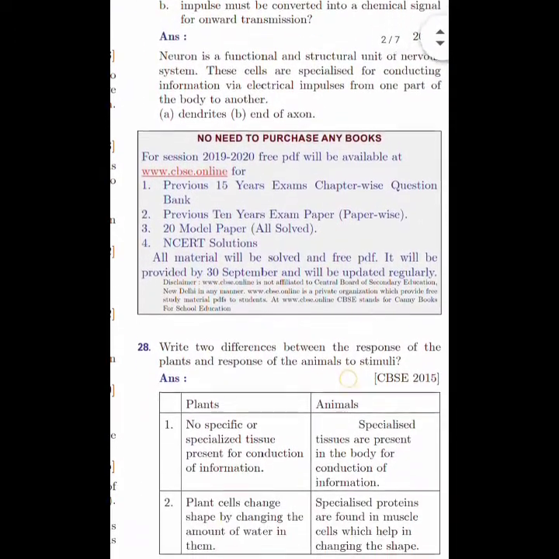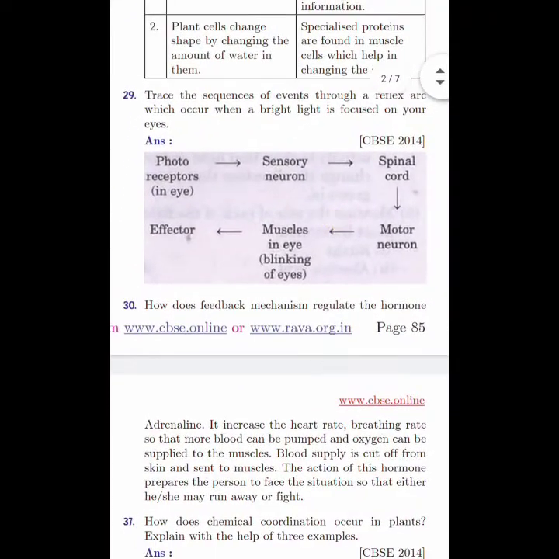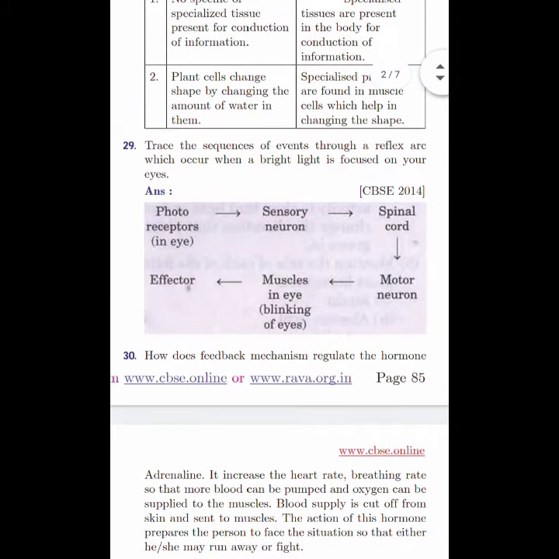Okay. So next is the 28th question. Write 2 differences between the response of the plants and the response of the animals to stimuli. So in case of animals, what kind of response, and in case of plants, what kind of response? Okay, so let us see their difference. So plants and animals, make 2 columns. In case of plants, no specific or specialized tissue is present for conduction of information. Okay, so there is no specialized tissue. Whereas in case of animals, yes, there are specialized tissues present in the body for conduction of information.